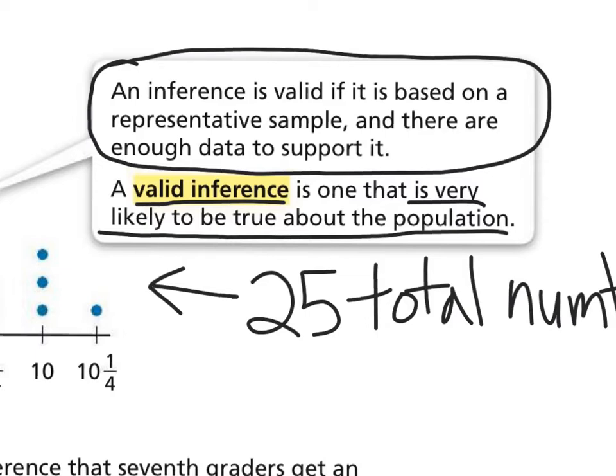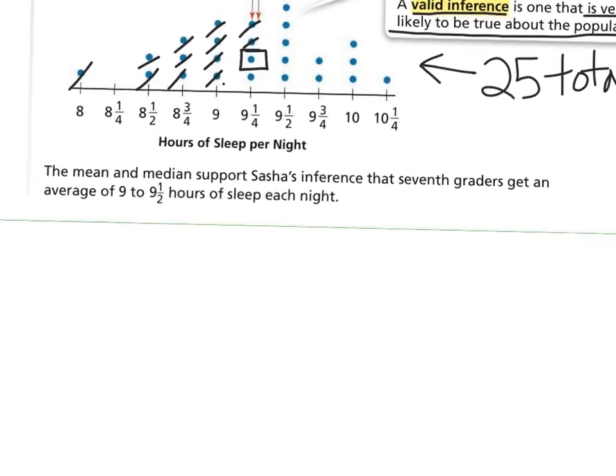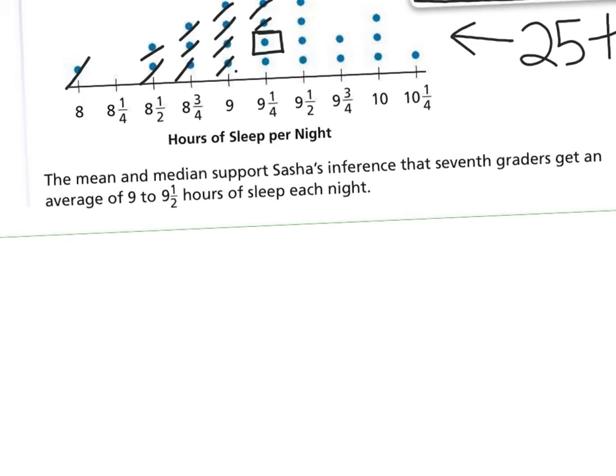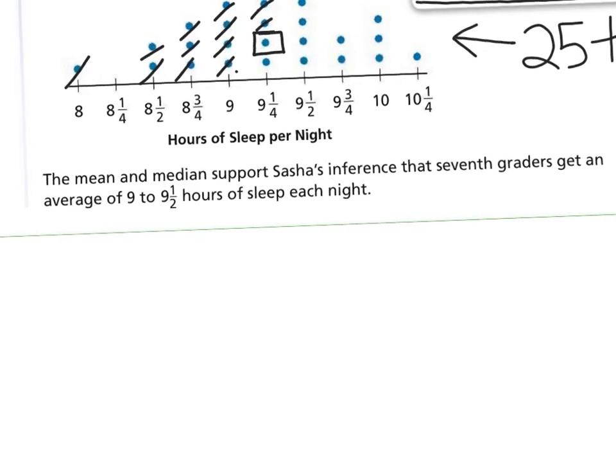And then if we do have a valid inference, then it's likely to be true about the population. So it's kind of like what we talked about in the last lesson. If we have a good sample, then it's going to be representative of the population. If we have a valid inference, it's going to be true about the entire population as well. And so mean and median support Sasha's inference that 7th graders get an average of 9 to 9.5 hours of sleep each night.